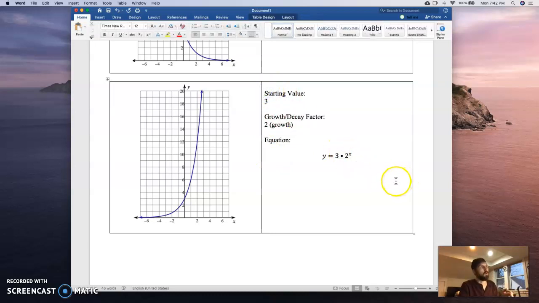All you need to know to take a graph and turn it into an equation is finding the point where it crosses the y-axis, then moving over 1 unit and seeing what the next number is, and figuring out what you have to multiply by to get that. Just check it. That's it.